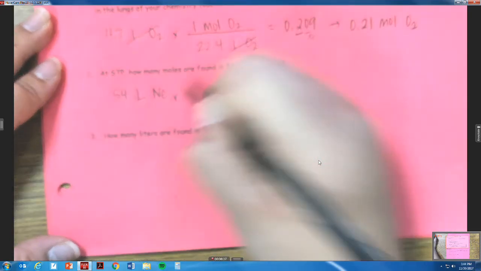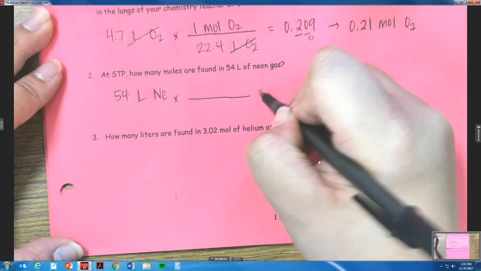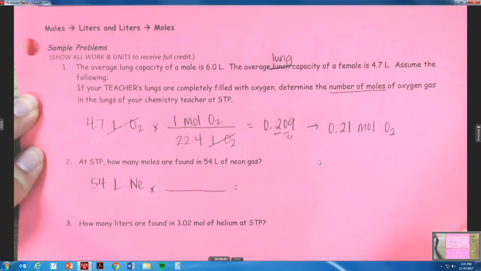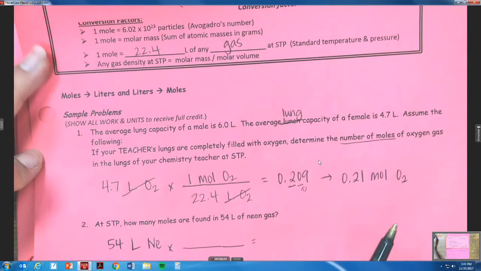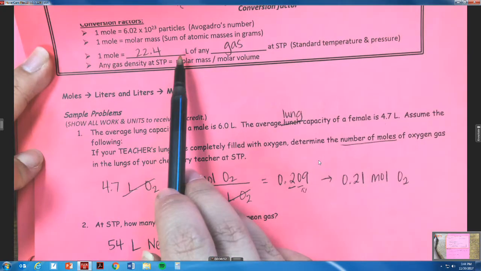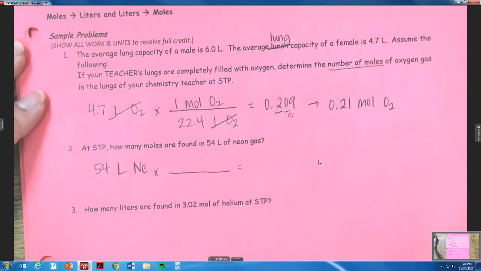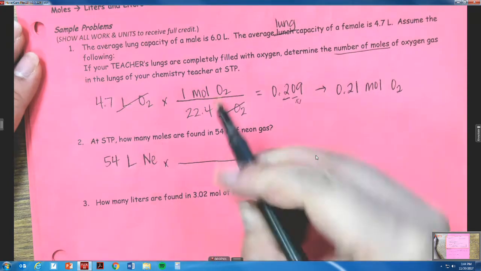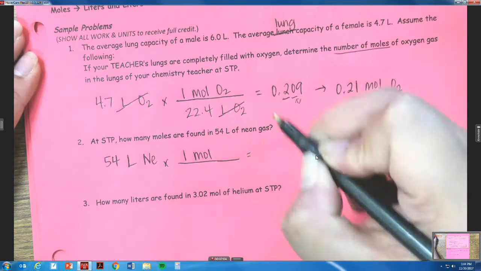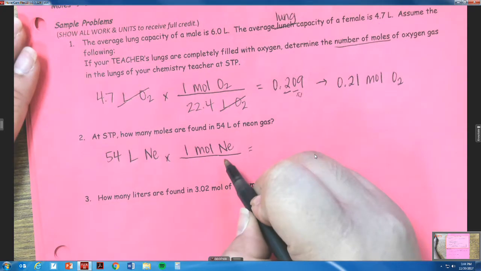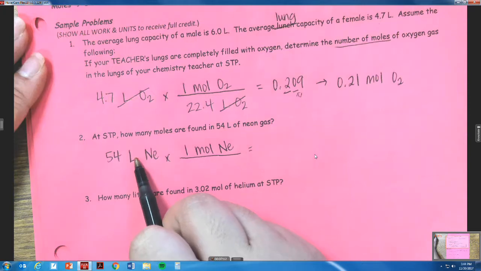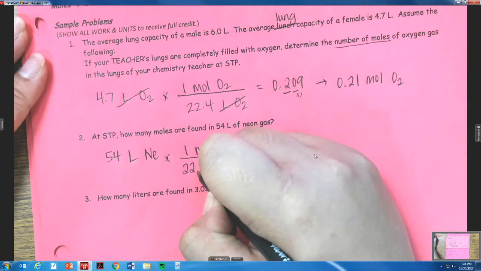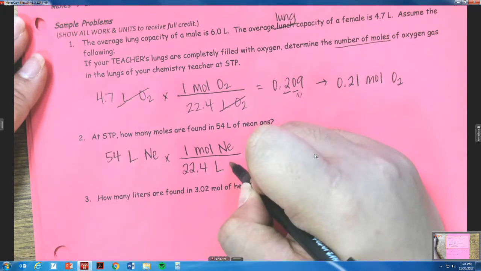So again, we're going to multiply that by our conversion factor, and since we're going from liters to moles, our conversion factor is going to be 1 mole equals 22.4 liters. Okay, so remember, what we're looking for should go on top. So since we're looking for moles, moles is going to go on top. So 1 mole of neon, and then remember, diagonal rule, so the bottom should be liters of neon too. So our conversion factor is 22.4 liters of neon.